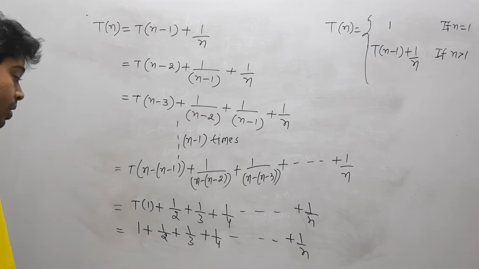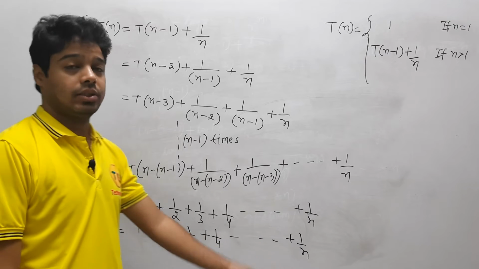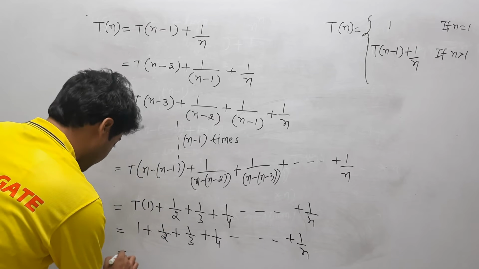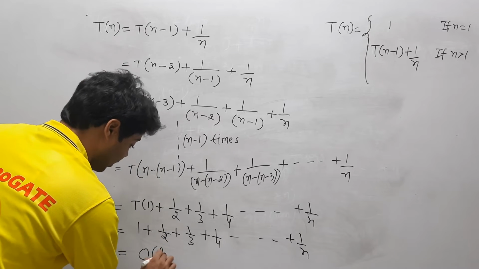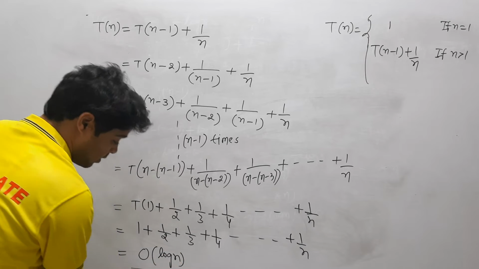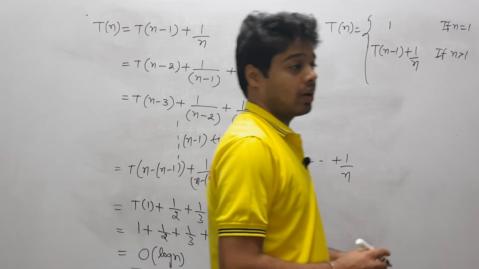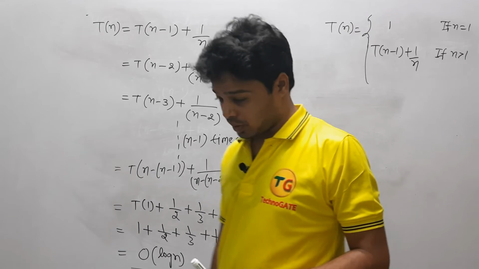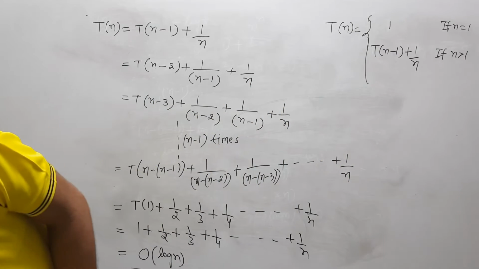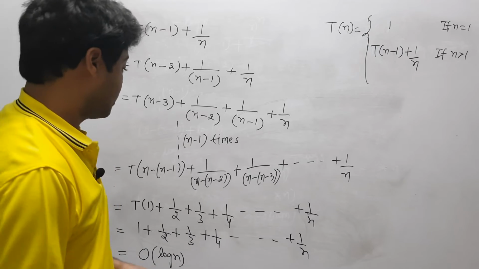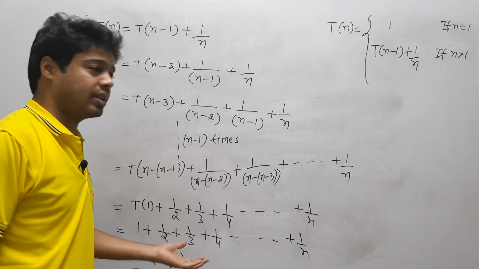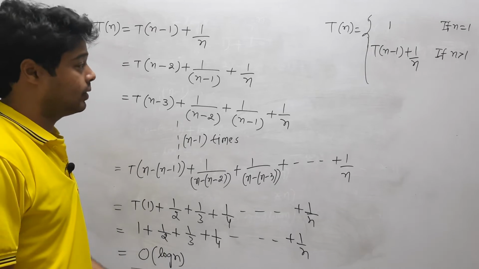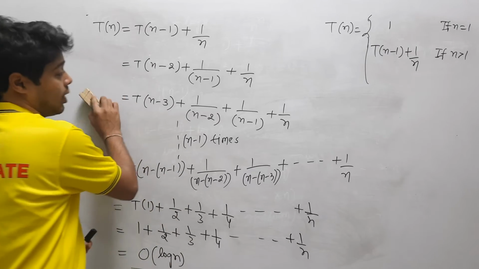So what is this? This is a log series, and it is an upper bound on order of log n. So what is the time complexity here? Order of log n. The base is not the same, so there is no use of the log series here, but it is an upper bound on log n. Okay, let's see another problem.